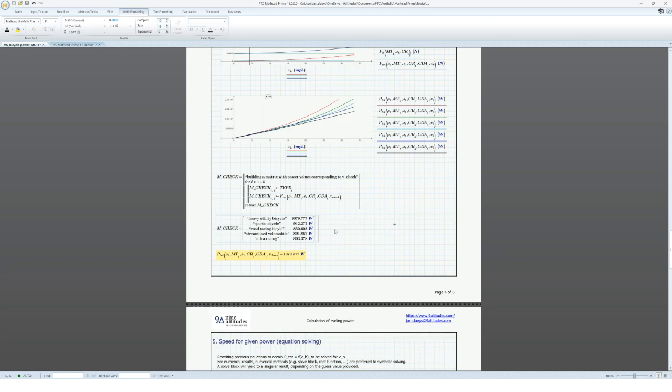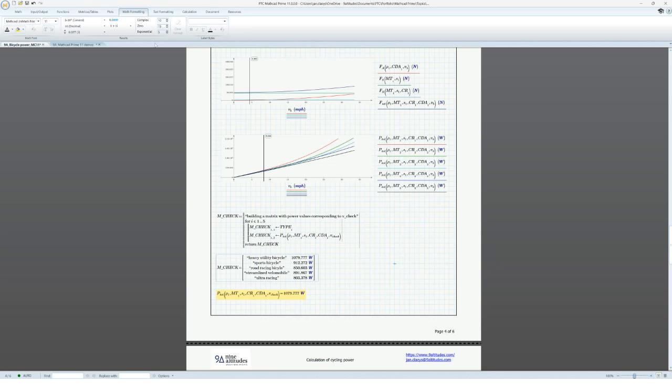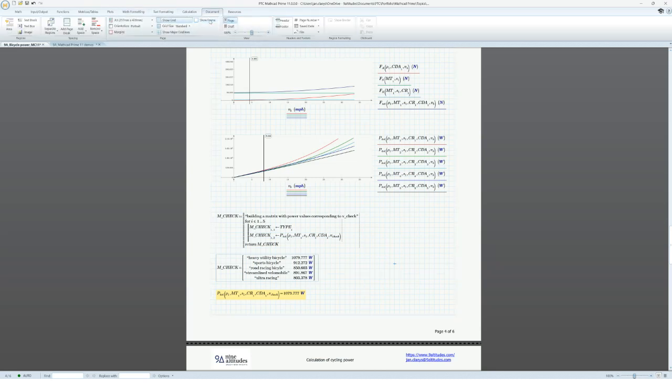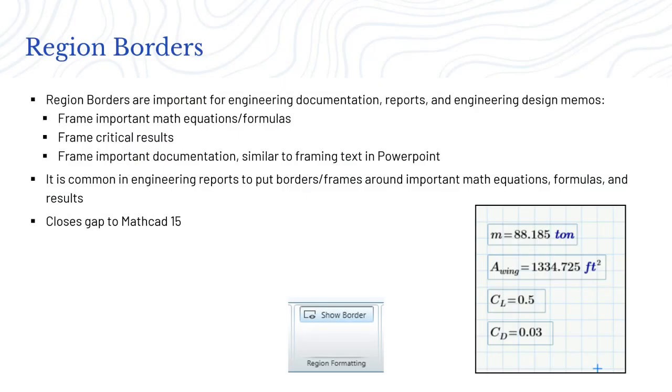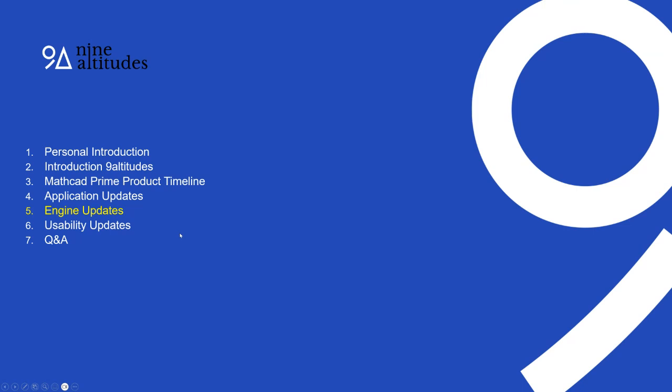So that can be useful in a lot of situations. Of course, the border around the worksheet you see over here was already present in previous versions. So that is the frame we see over here. That's not a new feature. It's not more than that, but since it was also present in 15, PTC made an effort to include it in the newest version. So these were the most important application updates.